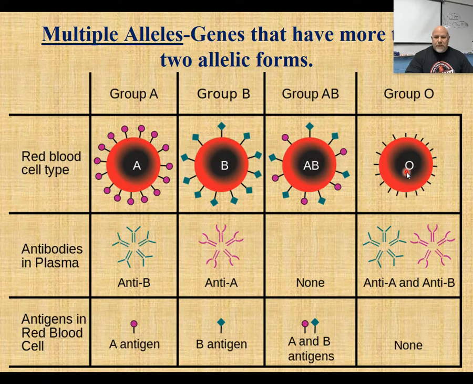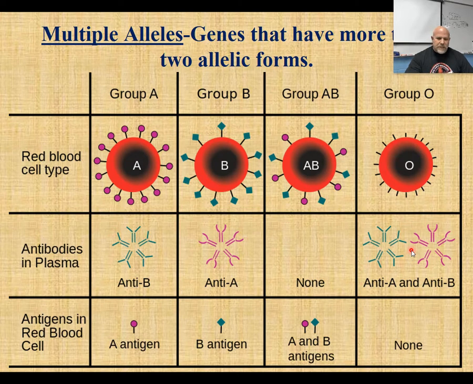It also means that you're going to produce different antibodies in your blood. People who are type A produce B antibodies. People who are type B produce A antibodies. And people who are AB don't produce antibodies against either of those. And people who are O produce antibodies against both.